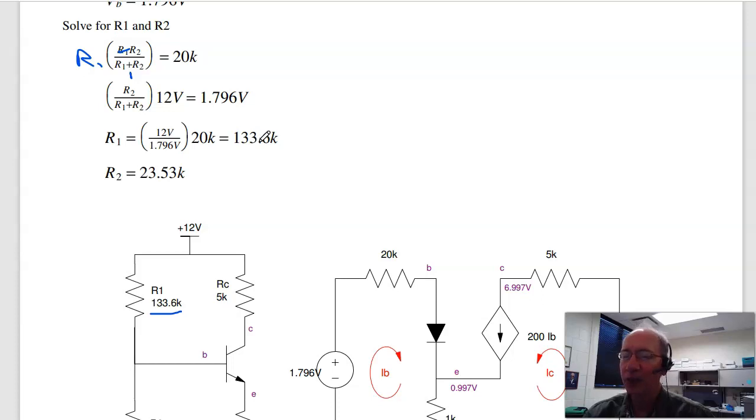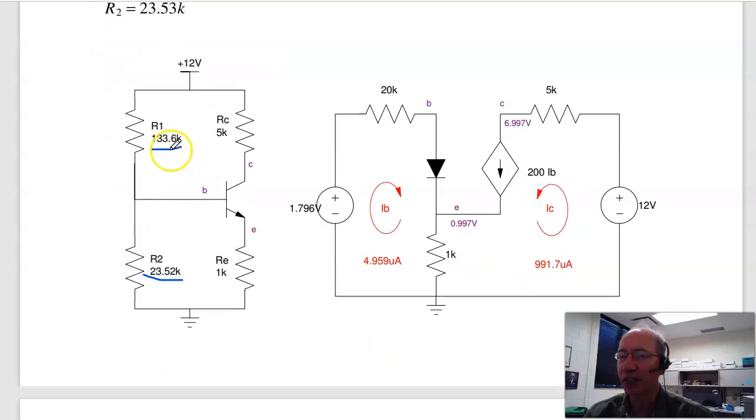R1 in parallel with R2 is 20K, so find the R2 to make the total parallel resistance 20K, and I get 23K. So there's R1 and R2. This stabilizes the Q point and sets the Q point to 6 volts VCE, right in the middle of the load line.